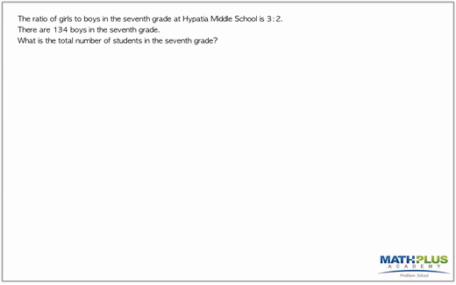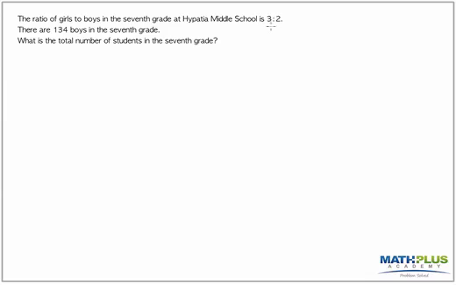Here's a MathCounts challenge problem. The problem says the ratio of girls to boys in the 7th grade in middle school is 3 to 2. There are 134 boys in the 7th grade. What is the total number of students in the 7th grade?